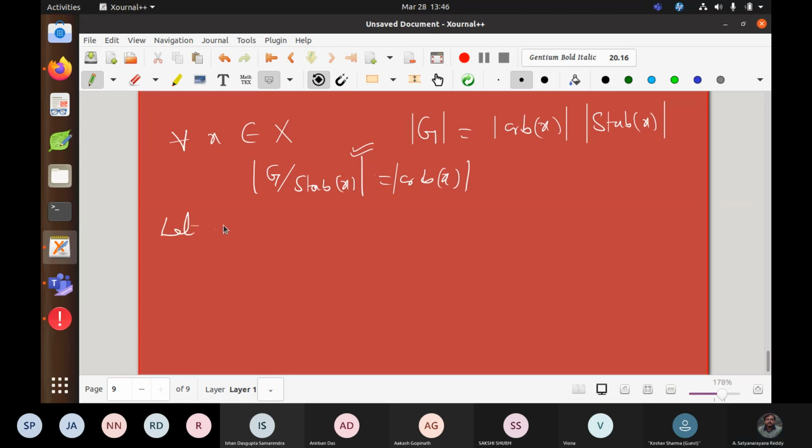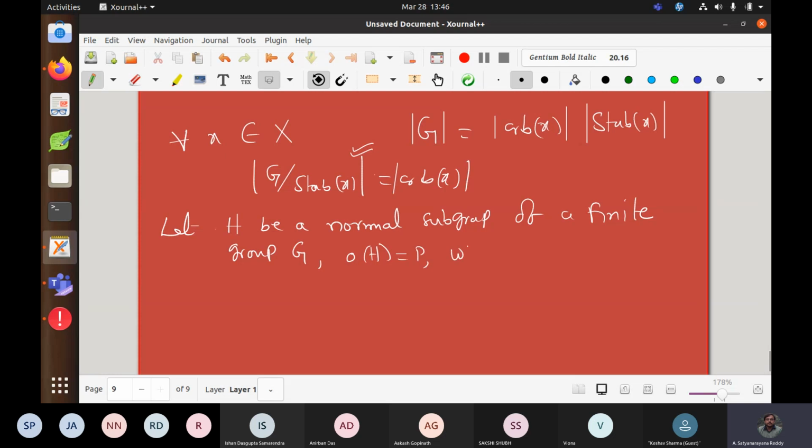Let H be a normal subgroup of a finite group G. Order of H is equal to p, where p is the smallest prime dividing the order of G. So any questions till now? The statement.